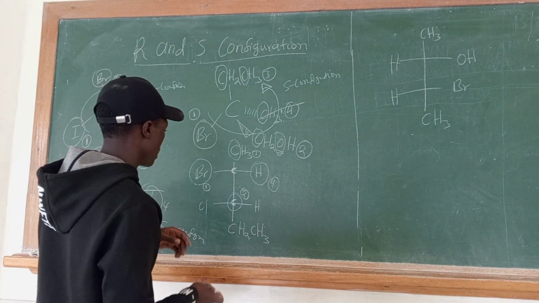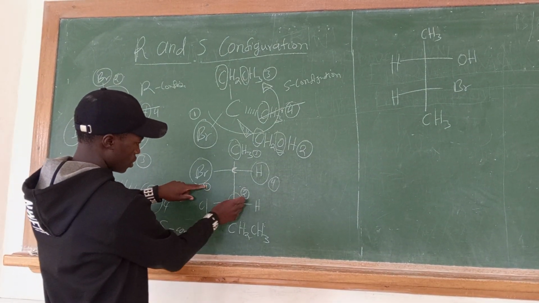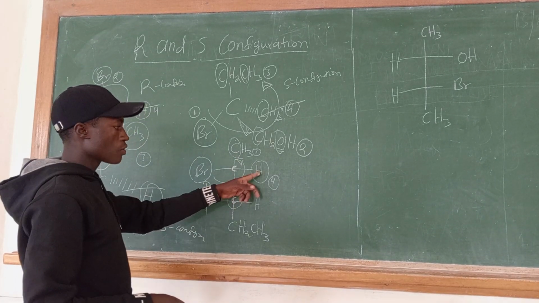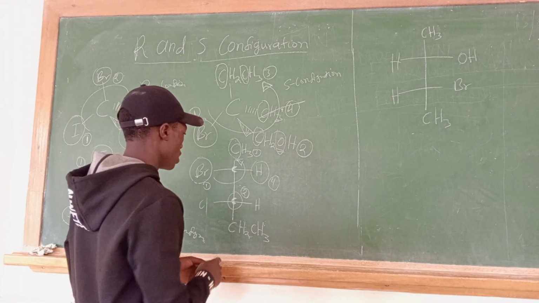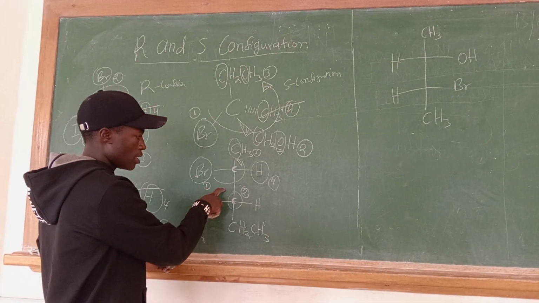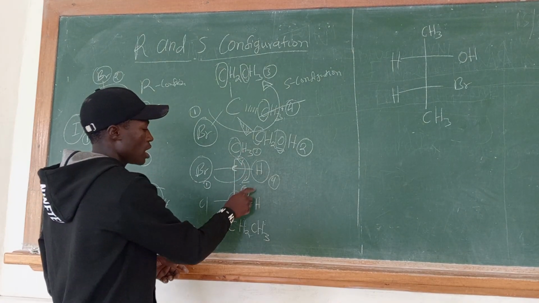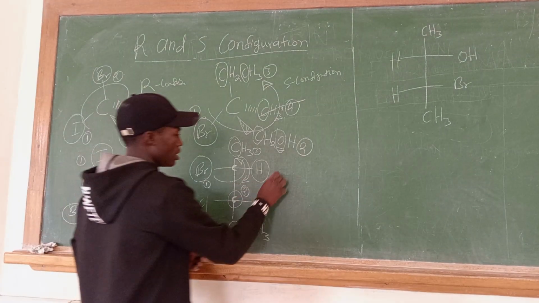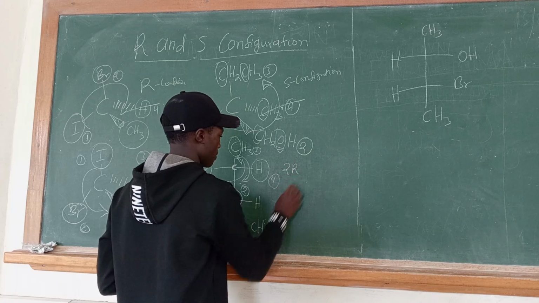Now let us try to trace our arc. Now we have 1, 2, 3. So it is going this way. However, our fourth group is not located on the back. So what are we going to do? We are going to reverse the configuration such that this is counterclockwise, meaning it is S configuration, but you are going to reverse it because our fourth group is not located behind. So it is going to be R configuration. So this is on carbon 2, we have R.